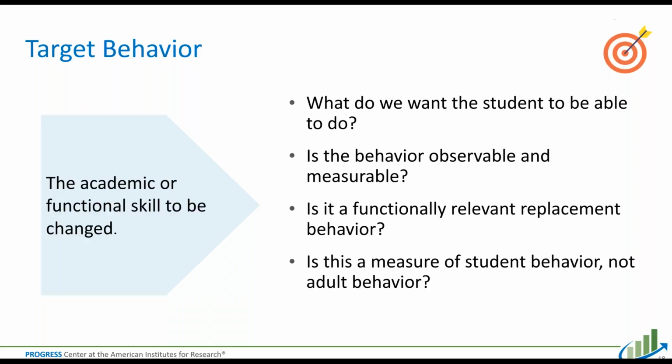Some guiding questions that can be helpful to reflect on include, what do we want the student to be able to do? Is the behavior observable and measurable? Is it a functionally relevant replacement behavior? Or is this a measure of student behavior, not adult behavior? And some examples of target behaviors are: the student will read 60 words correctly, the student will use a learned strategy to de-escalate, and the student will appropriately ask for help.